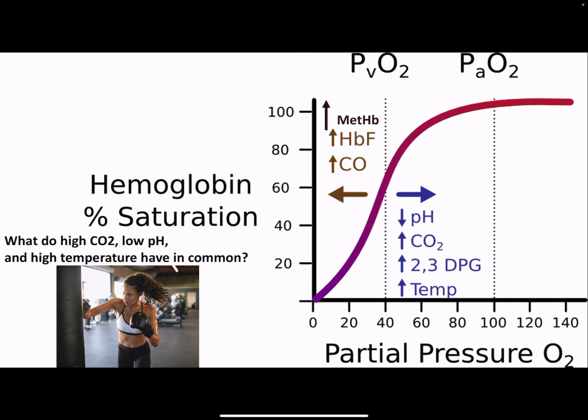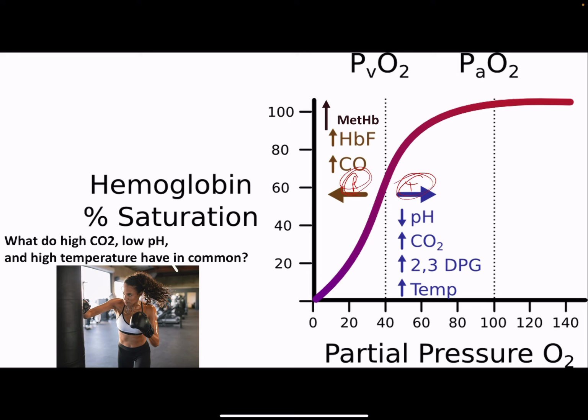Now, this curve can be right shifted and down shifted. There's a tense version of hemoglobin that is likely to dislodge oxygen, and a relaxed version which is likely to bind or hold on to oxygen. So right shifting is going to favor the tense, left is going to favor the relaxed. In other words, this is going to release oxygen, and this is going to hold on to oxygen more tightly.